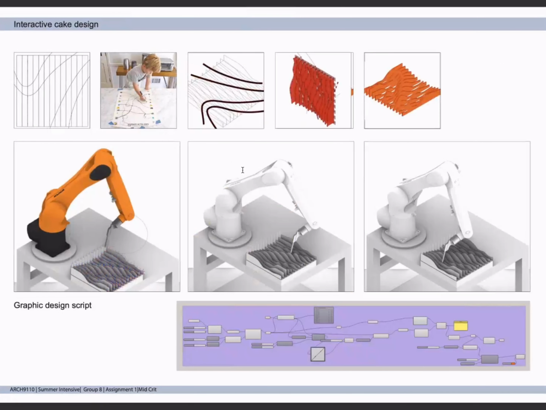This is interactive cake design. With Grasshopper, this is in a customization mode. Even a 3-year-old child can draw something randomly on a piece of paper. The computer can scan and extract the lines and make them interfere and interact with a series of chocolate slices, and finally come out with a layout of the cake.